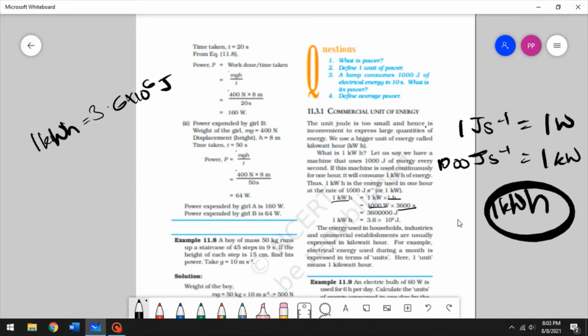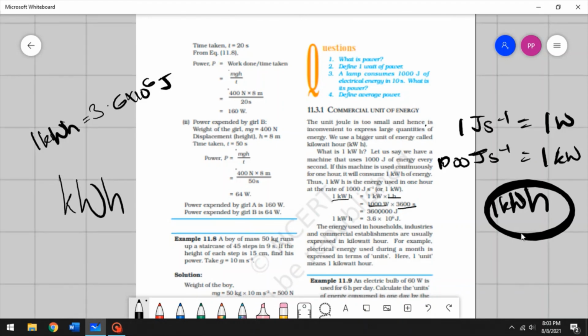And I want to mention that for kilowatt hour, it may look like the W is lowercase, but it's not. Kilo, K, and H are lowercase letters. The W is an uppercase letter, because watt is in honor of a scientist, and that needs to be in capital letters.